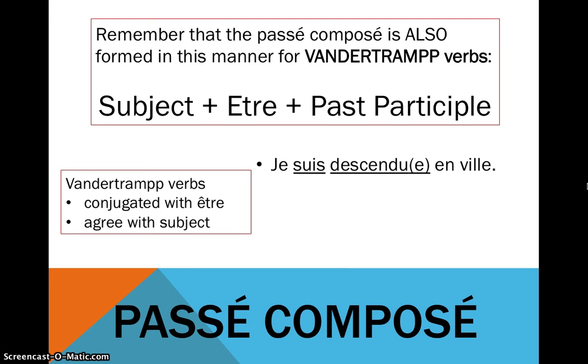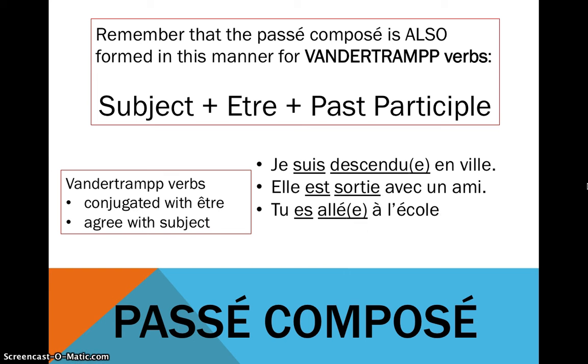So you have je suis descendu en ville. So if you're a girl and you're talking about I, then you add an E. Elle est sortie avec un ami. Because the subject is a girl, we add that E. Tu es allé à l'école. Again, the gender of the subject changes the past participle, and same with ils sont devenus médecins.